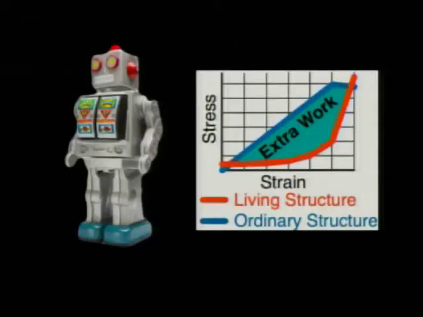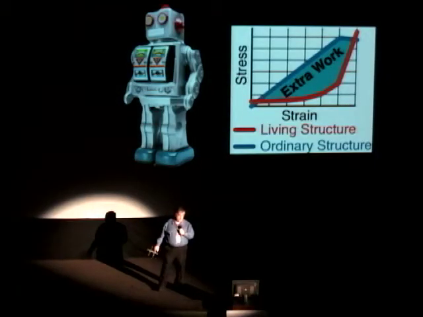Robots are different than that. The stresses and strains actually work in a linear fashion with robots, and it actually takes more effort for them to move than it does for these kinds of structures. That's a compelling reason to move over to these. Robots will be more green in the future.